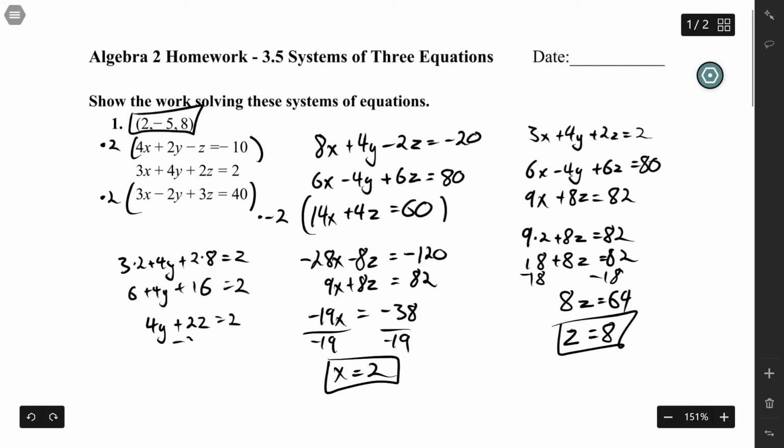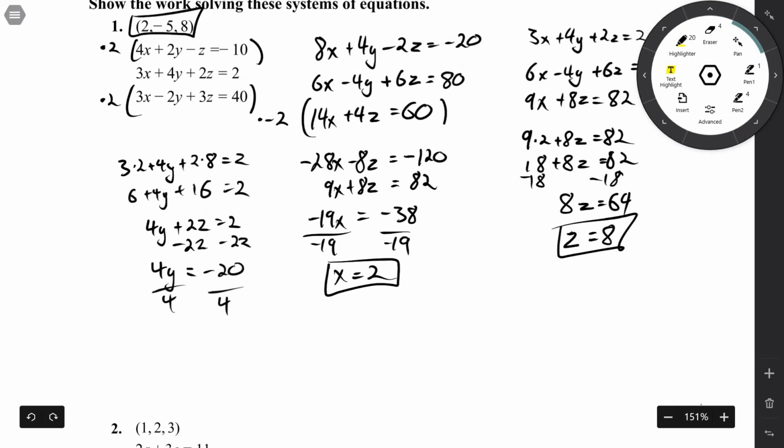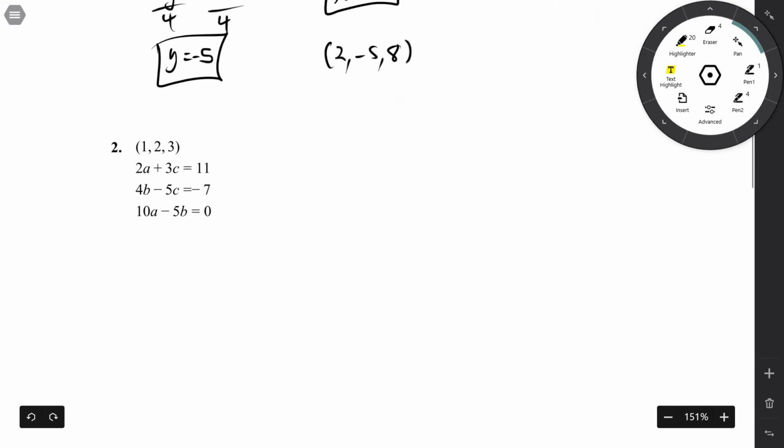equals 2. If we subtract 22 from each side, we'll get 4y equals negative 20. And after we divide by 4, we will get y equals, oh, negative 5. And that matches with our ordered triple up there. If we write these in, 2 for the x, negative 5 for the y, and 8 for the z, we can see that matches with the provided answer.